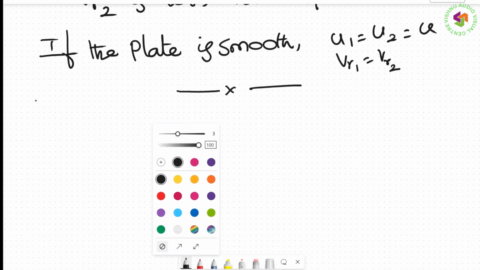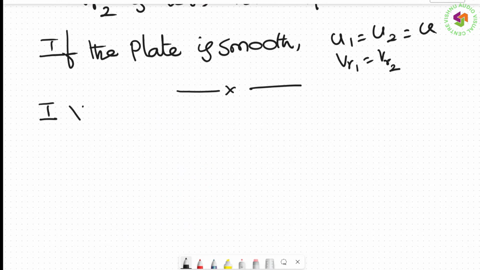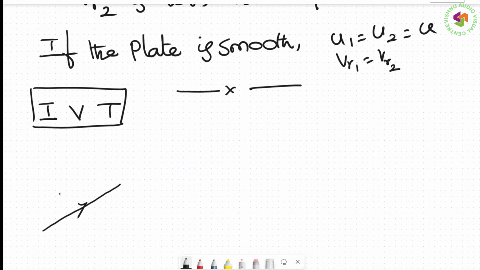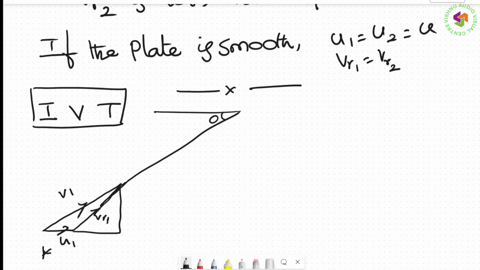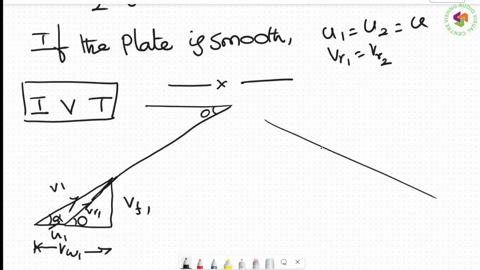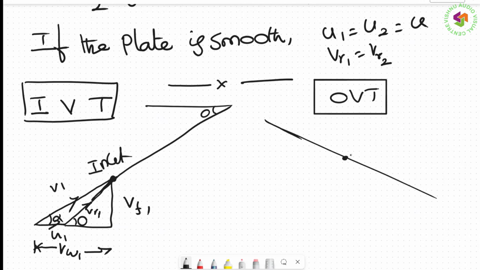You know what, now finally I will write the inlet velocity triangle. Inlet velocity triangle: V1, U1. You should extend it, put it as theta. This is VR. VW1, VF1, alpha, theta. This is the inlet position. This is the outlet velocity triangle. This is the outlet position.